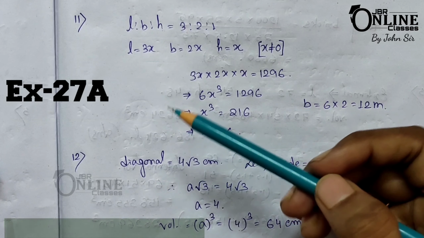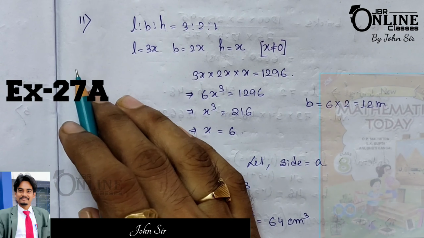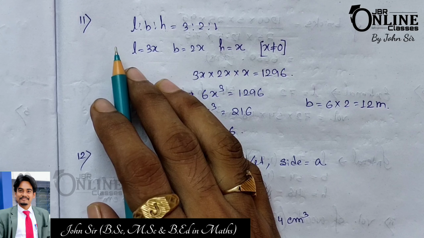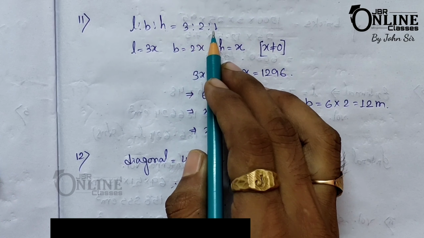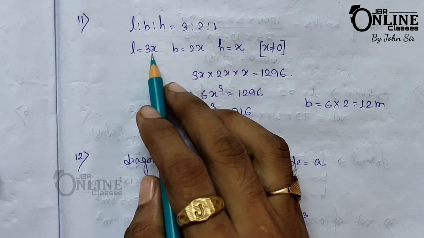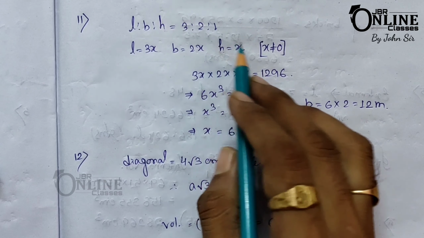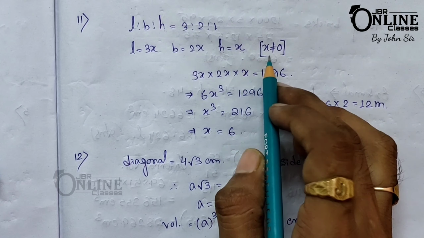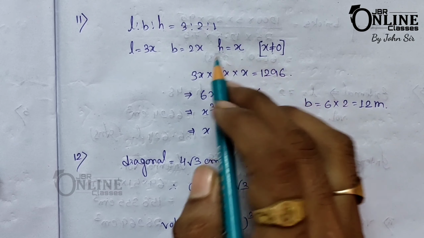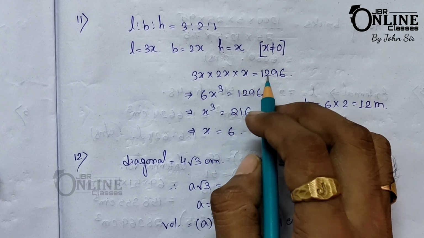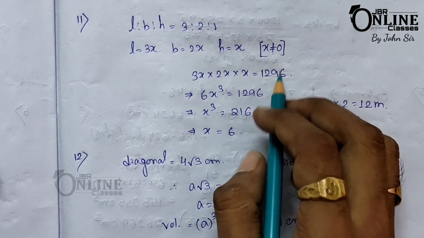Hello everyone, today I am going to start sum number 11. Here the length, breadth and height of a room are in the ratio 3:2:1. So length equal to 3x, breadth equal to 2x and height equal to x. Here x is a non-zero proportional constant. Its volume is equal to 1296, it's given. Now you have to find out the breadth.